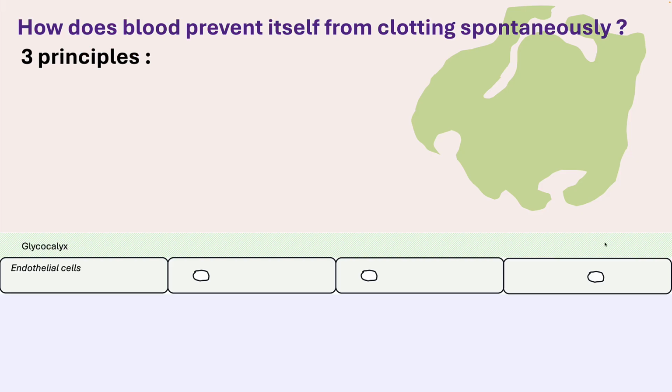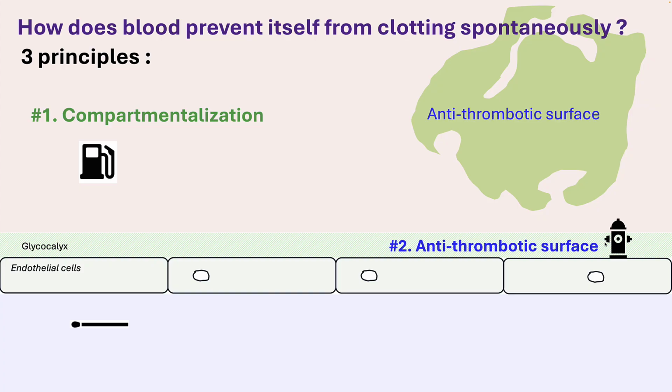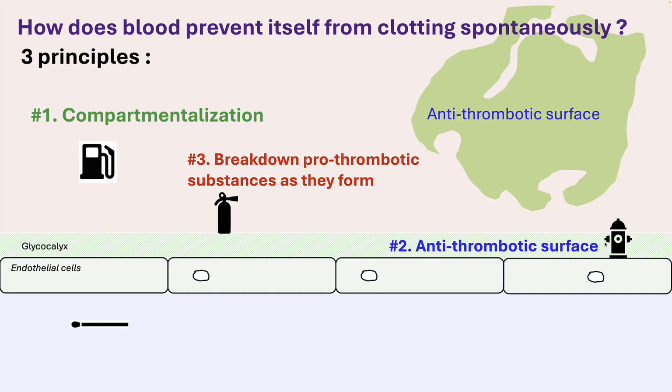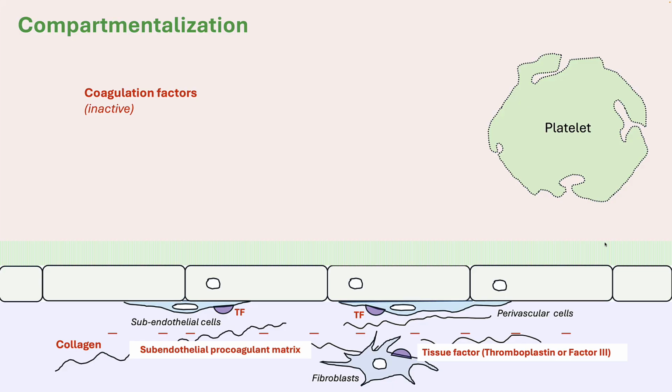The way to think about how blood prevents itself from clotting spontaneously applies three principles, similar to starting a fire. First is compartmentalization: keep the gas away from the matchstick. Second, keep your surfaces antithrombotic so that you don't get any spark. And lastly, if a spark is formed, break it down. That means break down those prothrombotic substances as they are forming.